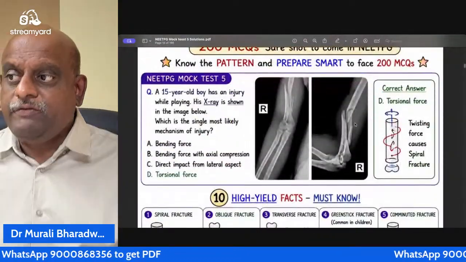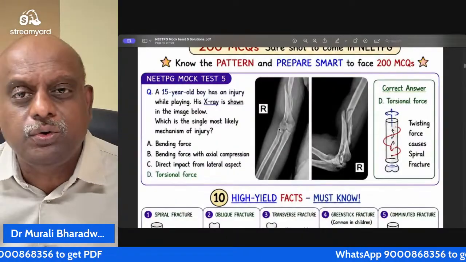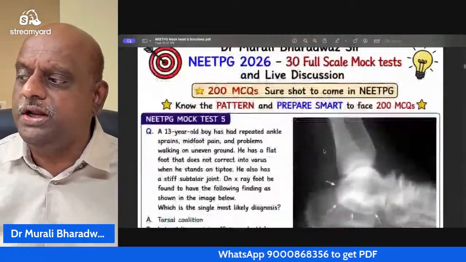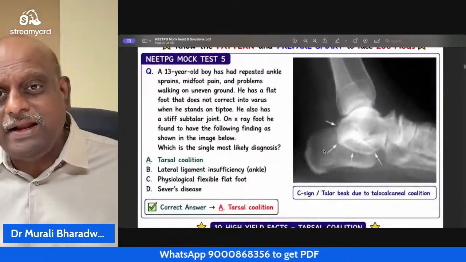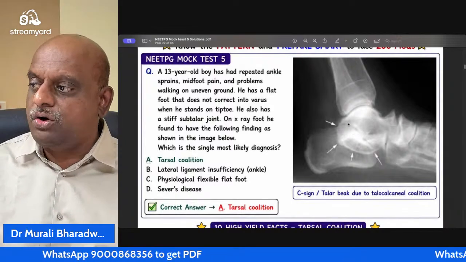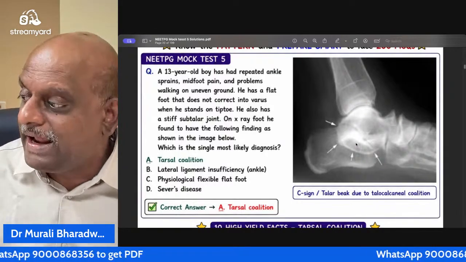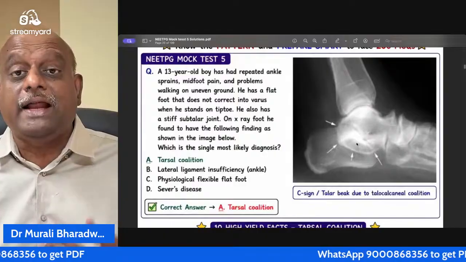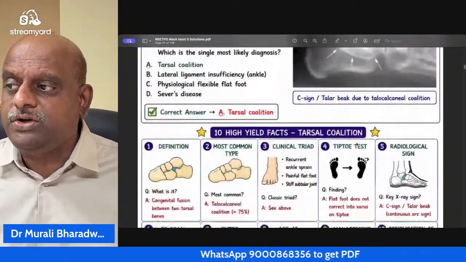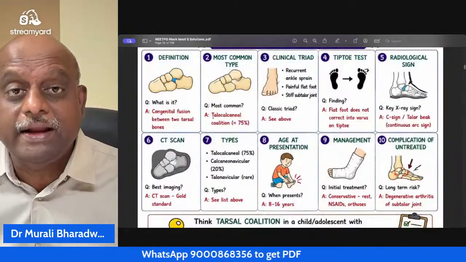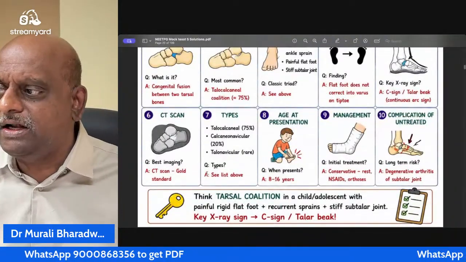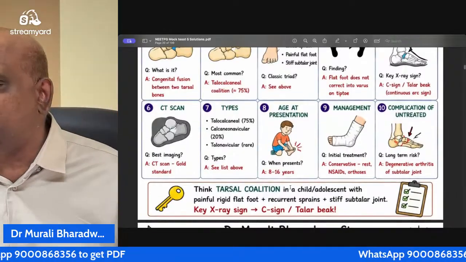Now, a 15-year-old boy, his X-ray has been shown, which is showing a spiral fracture, which is typically seen in case of torsional force. A 13-year-old boy who has got tarsal coalition, it's called the C sign, where the talar beak is seen because of the talocalcaneal fusion, a congenital anomaly. This is what you need to basically remember. Talocalcaneal coalition. CT scan is the gold standard, typically presents at 8 to 16 years of age.